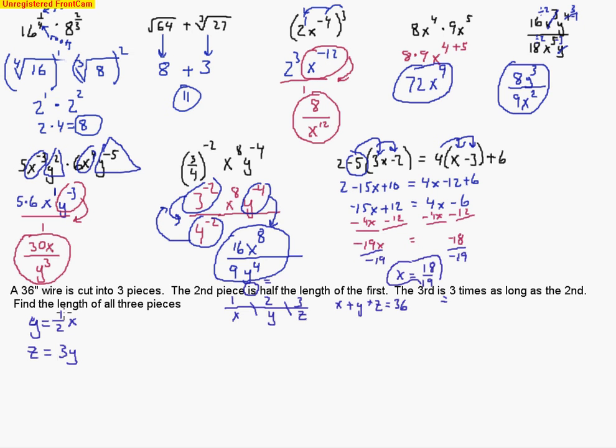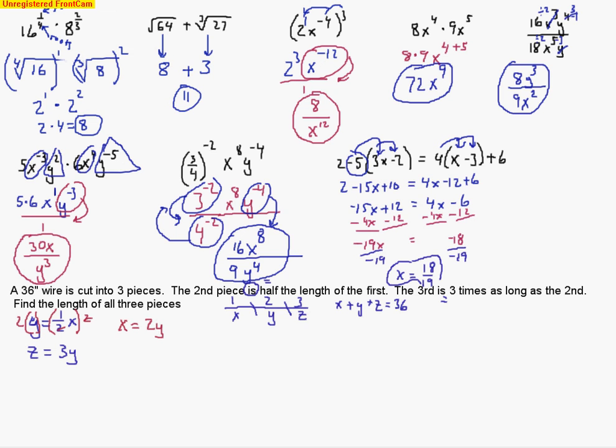So right here, we could go ahead and multiply by 2. If the second piece is half the first piece, that means that the first piece, X, when I solve for it, I multiply the second piece by 2 and I get 2y. So the first piece is double the second piece.